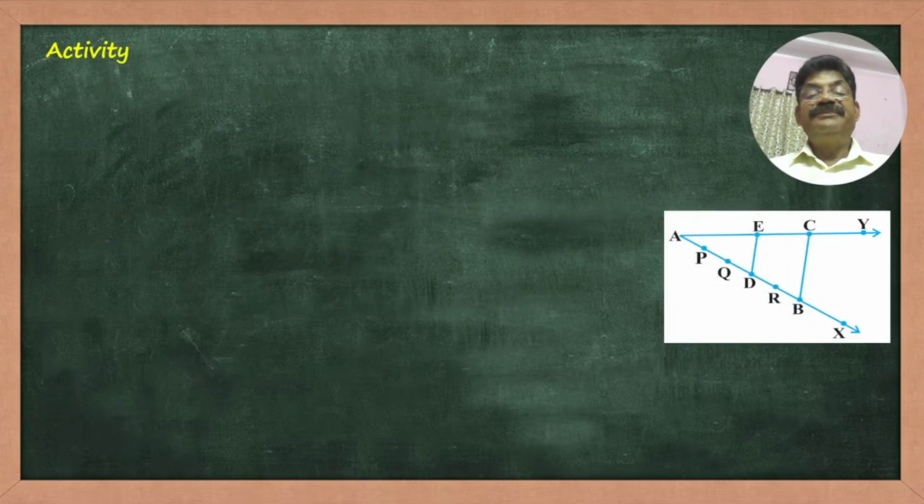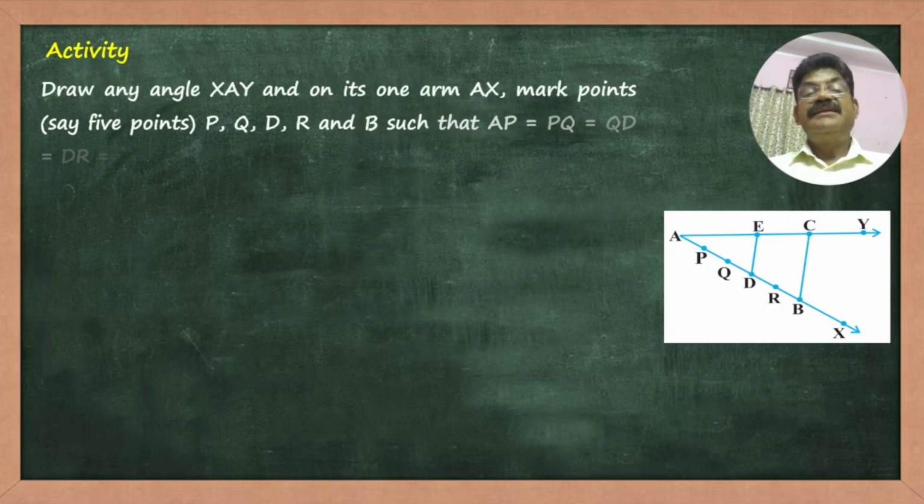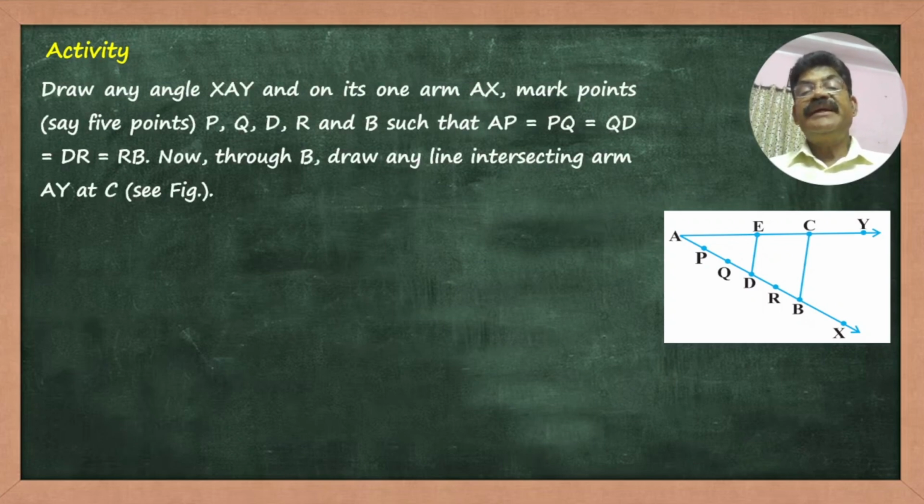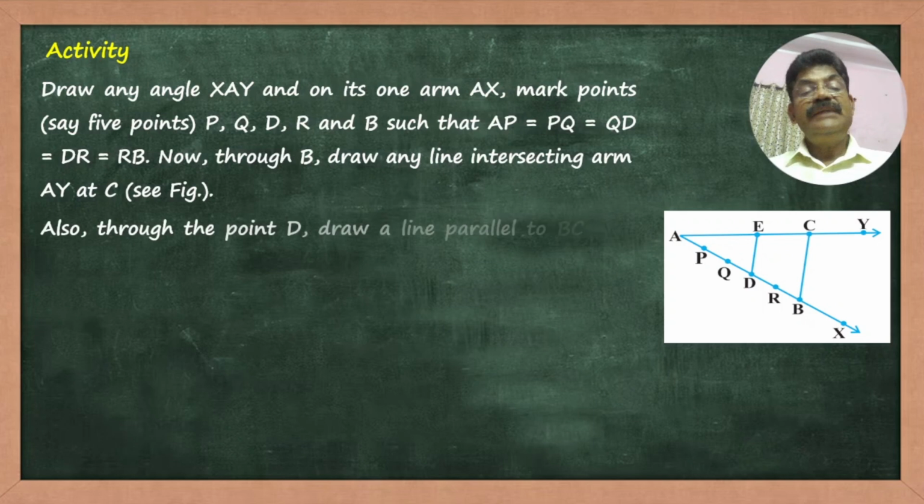Now one activity. Draw any angle XAY and on its one arm AX, mark points P, Q, D, R and B such that AP is equal to PQ is equal to QD is equal to DR is equal to RB. So all these distances are equal. Now through B, draw any line intersecting arm AY at C. Also through the point D, draw a line parallel to BC to intersect AC at E.